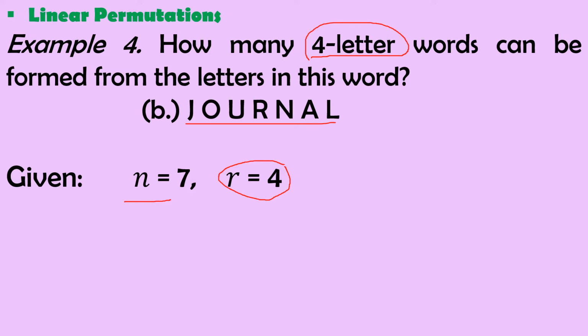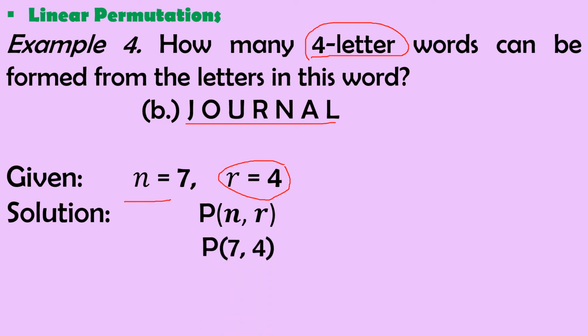So let us now use the formula of permutation, which is permutation of n and r. So just substitute the given values of P of 7 and 4. Simplify, this will become 7 multiplied by 6, multiplied by 5, and multiplied by 4. So now I want you to get the product.